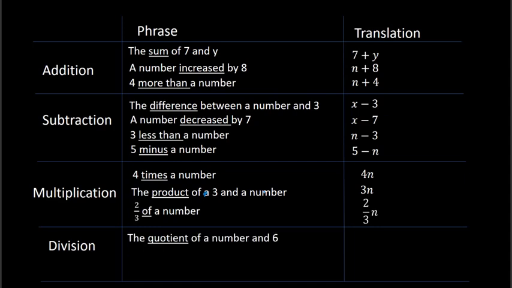Next with division, we have a phrase that uses the word quotient. Quotient means division. So we have the quotient of a number and 6. That means we take a number and divide it by 6. So we have n, or some variable, divided by 6. Next we have a number divided by 8. So obviously the word divide would go with division. So a number divided by 8 means we have some number, we'll call that n, and then divided by 8.